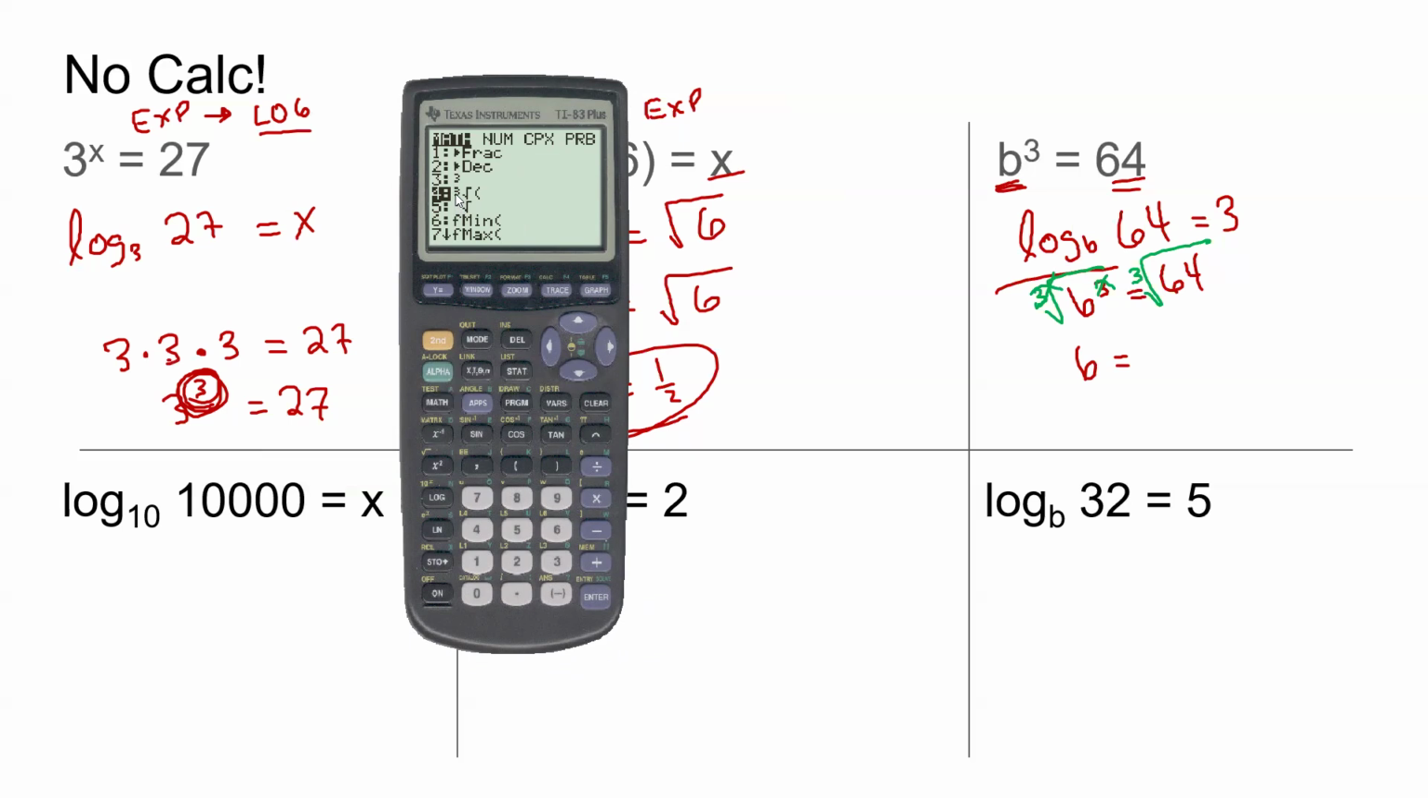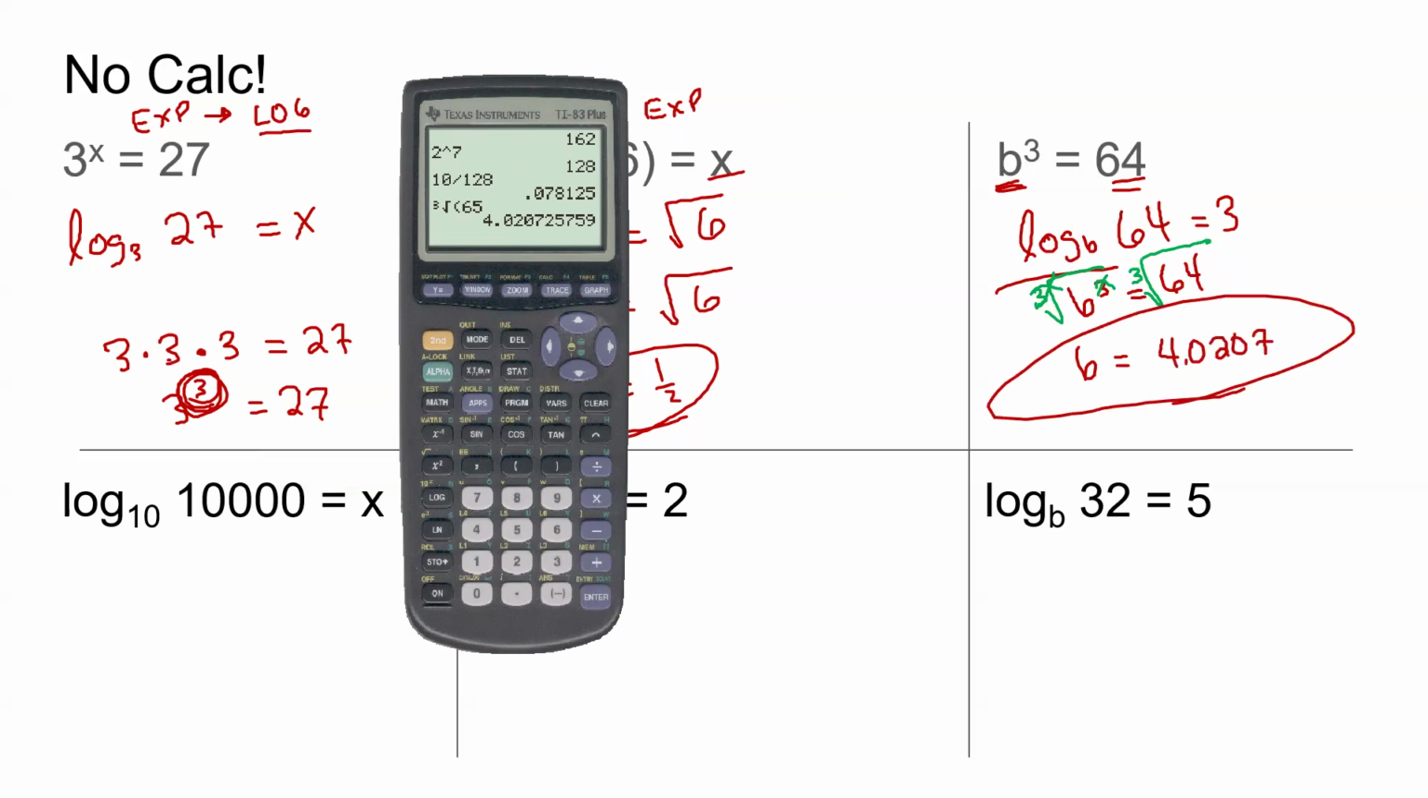But I just want to do the cube root. That's built in. Of 64 is 4.0207, whatever. Okay. So we could get an answer out of that.